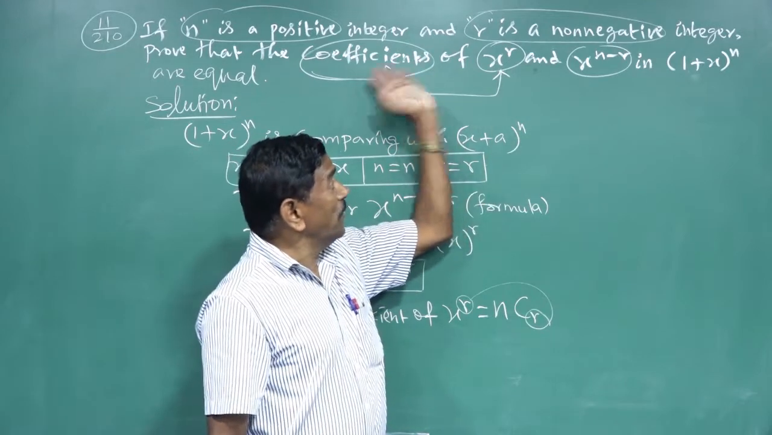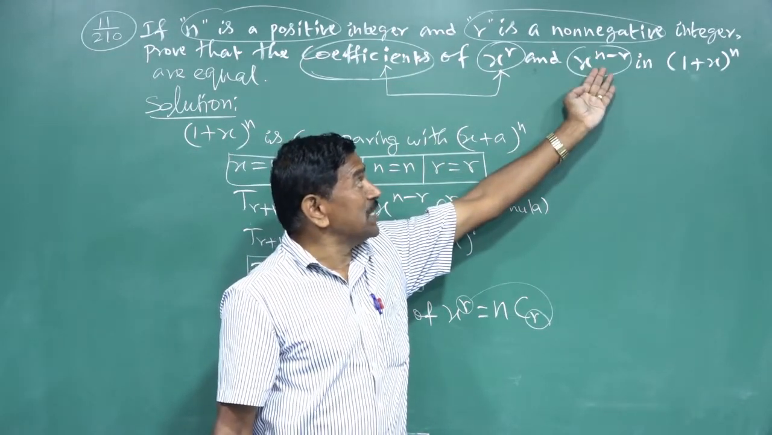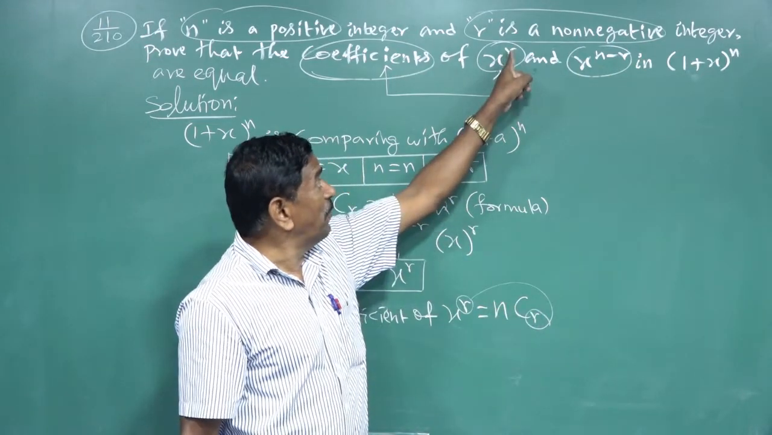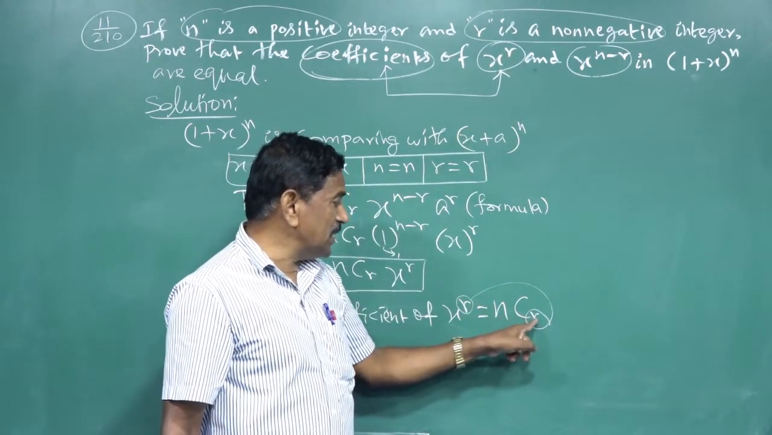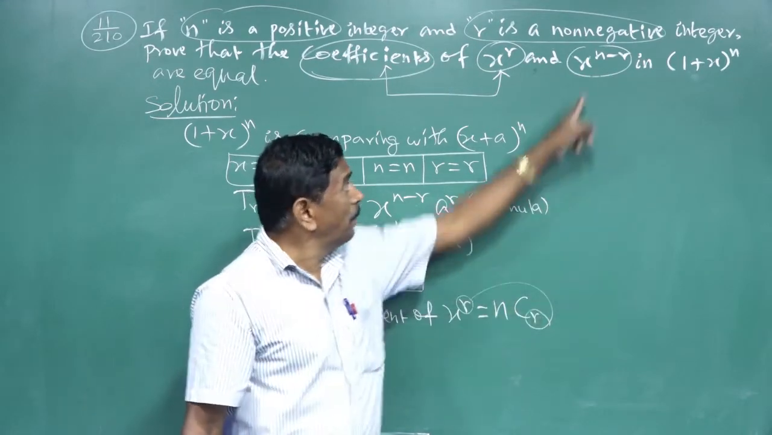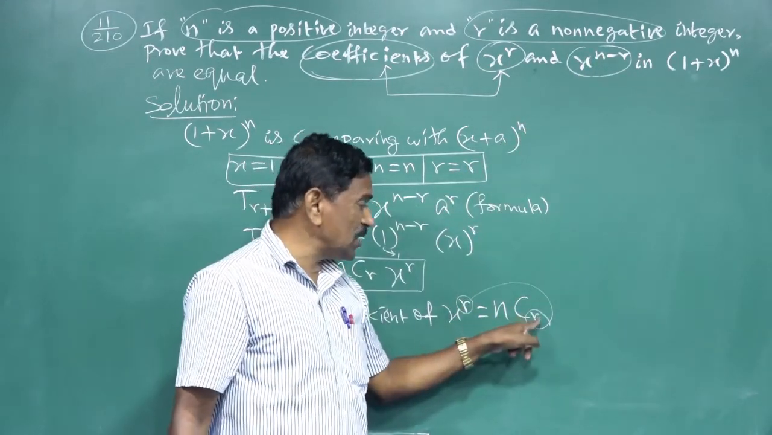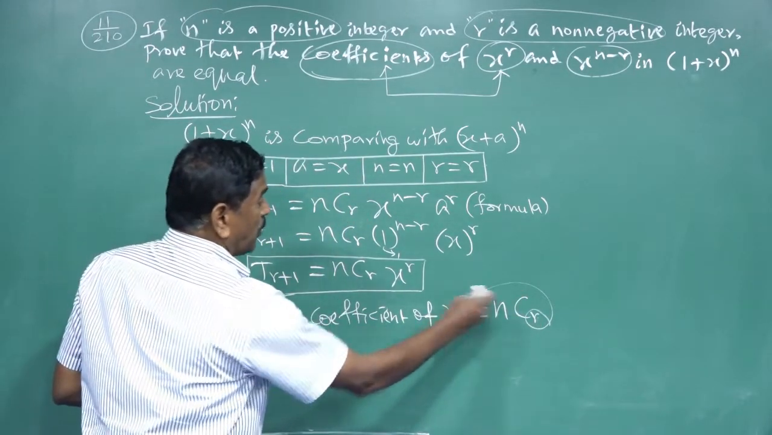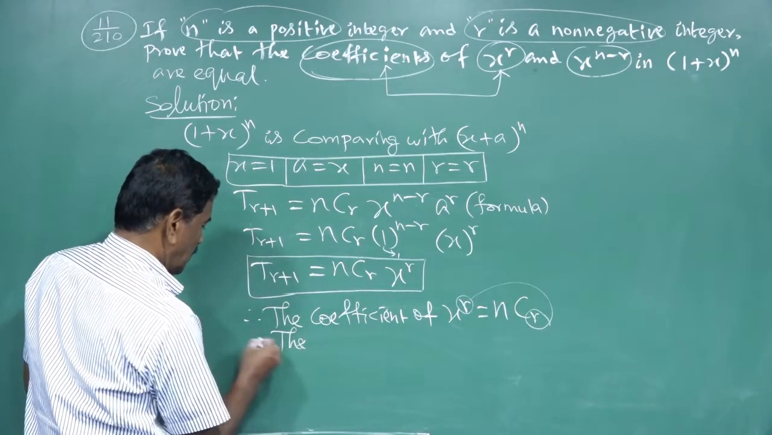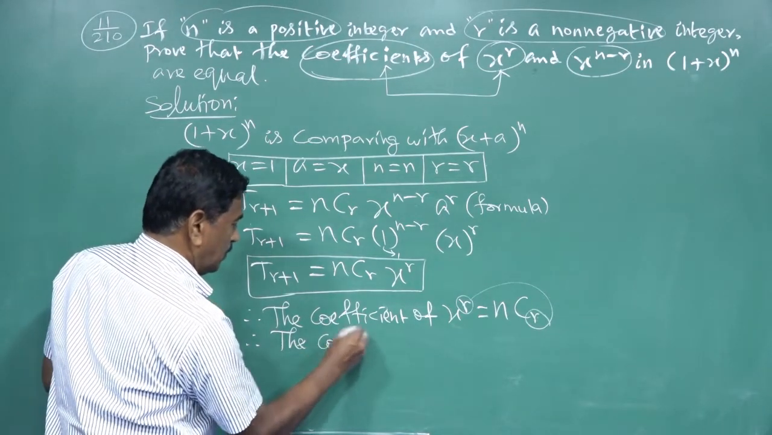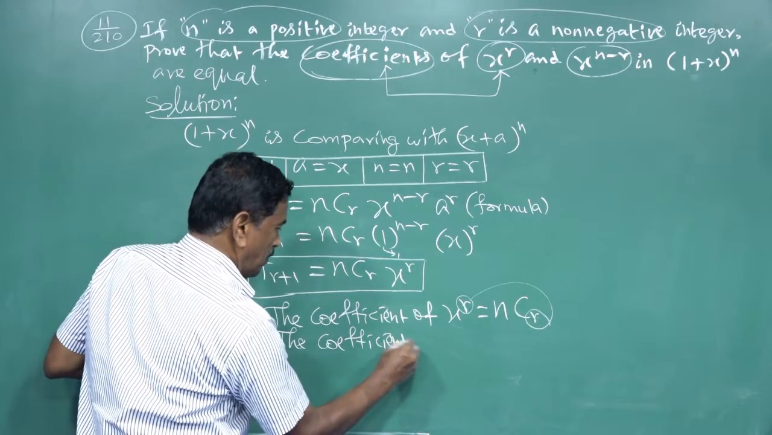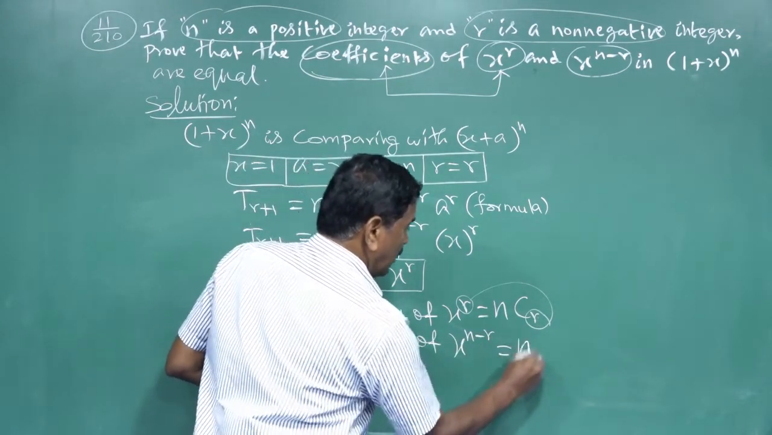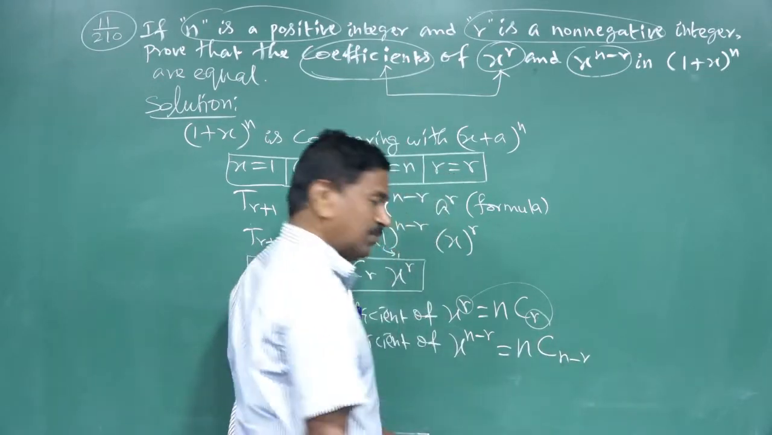Similarly, the coefficient of x power n minus r is equal to nC(n minus r). Here power r means suffix r. Power n minus r, so suffix n minus r. That's the idea. Therefore, the coefficient of x power n minus r is equal to nC(n minus r).